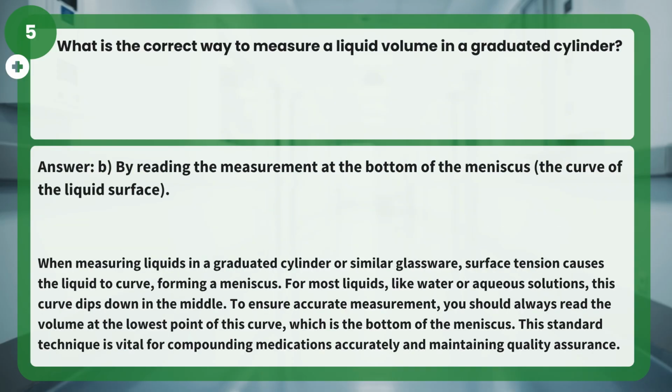Answer: B. By reading the measurement at the bottom of the meniscus, the curve of the liquid surface. When measuring liquids in a graduated cylinder or similar glassware, surface tension causes the liquid to curve, forming a meniscus. For most liquids, like water or aqueous solutions, this curve dips down in the middle. To ensure accurate measurement, you should always read the volume at the lowest point of this curve, which is the bottom of the meniscus. This standard technique is vital for compounding medications accurately and maintaining quality assurance.